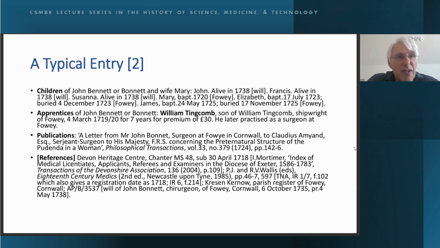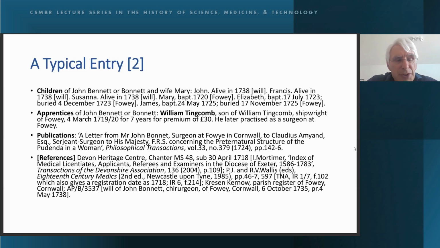So at that point, suddenly a mass of county apprenticeships outside the main corporate towns that have kept lists of their apprentices becomes available to us. And as it happens, one for Bennett becomes available in 1720. Then I've already mentioned the publication.